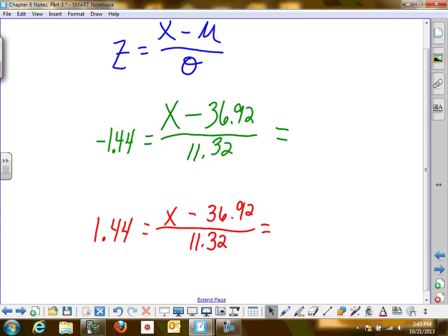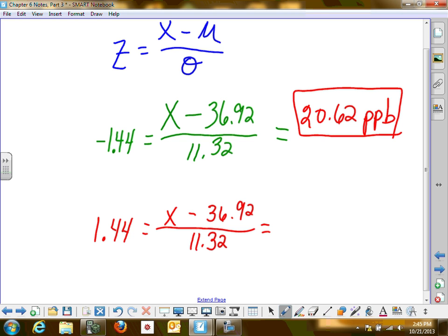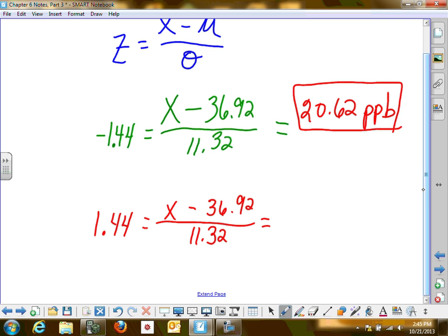Okay, so hopefully you can do the math on that. The answers that you get are 20.62, and then you would want to put the units because, see, we're putting it in context. So that is the lower bound, and then this is the upper bound.